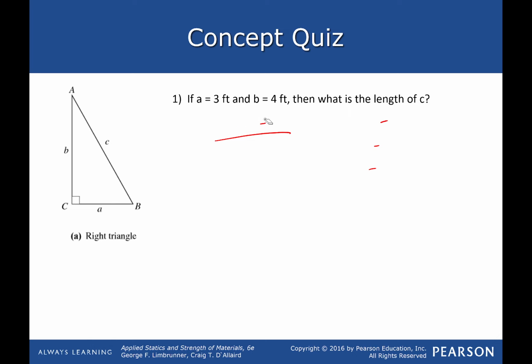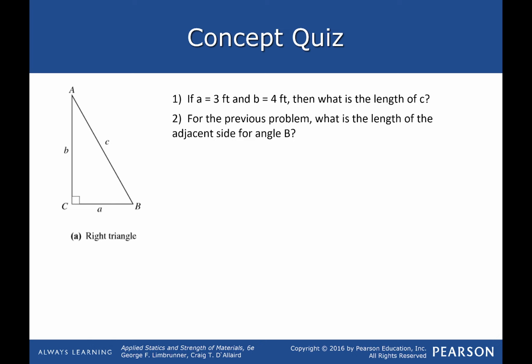Okay, let me get this out of the way because I got more stuff to put on the screen. There you go. Now, for this previous problem, what is the length of the adjacent side for angle B? Well, first off, let's go to our picture here and replace it with numbers. Okay, this is angle B. This is the adjacent side because it is going directly through, if I draw a line, through B. So the answer would be 3. Not too bad. We got this.